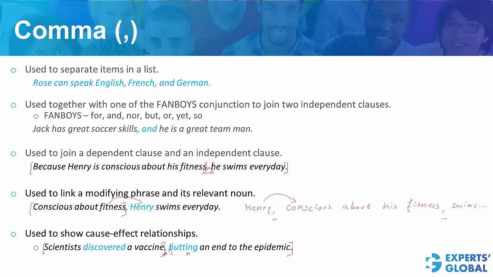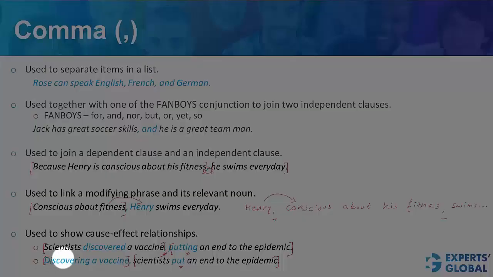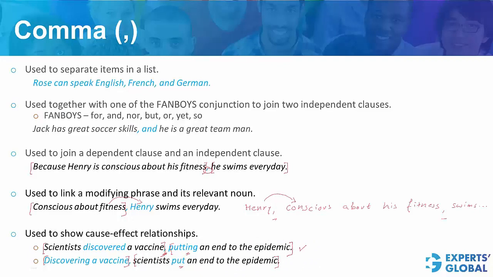Very important on GMAT. It could be the other way also. Look at this example. Here the present participle comes first, so "discovering a vaccine," and since present participle has come here you have past participle, and here is the cause part, and then you have the effect part here, cause, comma, effect. So both the constructions are fine for showing a cause-effect relationship.